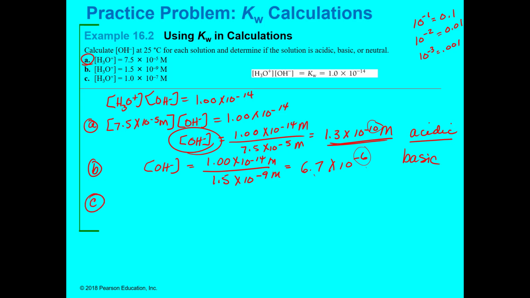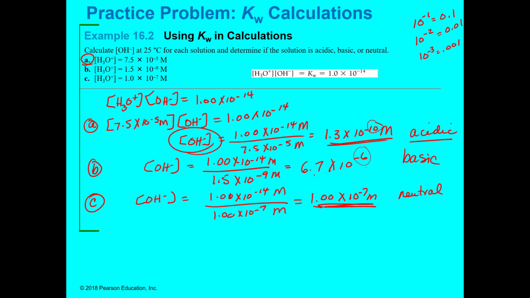All right, and then C, this time the hydroxide is going to be 1 times 10 to the minus 14 molar divided by 1 times 10 to the minus 7 molar. I don't even have to do that in my calculator. That's 1 times 10 to the minus 7 molar. And so is that acidic or basic? Neither. It's neutral. Because if that is equal to 1 times 10 to the minus 7, so is the hydronium. So they're both 1 times 10 to the minus 7. They're equal in this case.